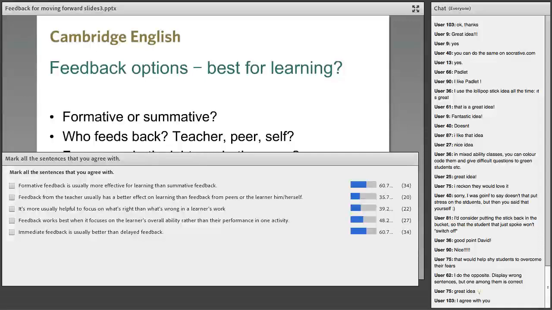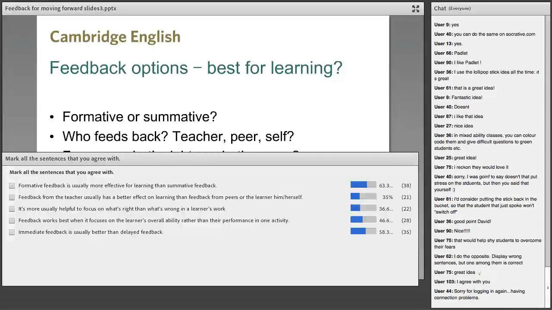Feedback from the teacher usually has a better effect on learning than from peers or self-feedback. Only about a third of people agreed with that. So 2/3 didn't. It's usually more helpful to focus on what's right than what's wrong. Okay, and only just over a third of people agreed with that. More people thought it's more helpful to focus on what's wrong. We'll look at what research says in a few minutes.